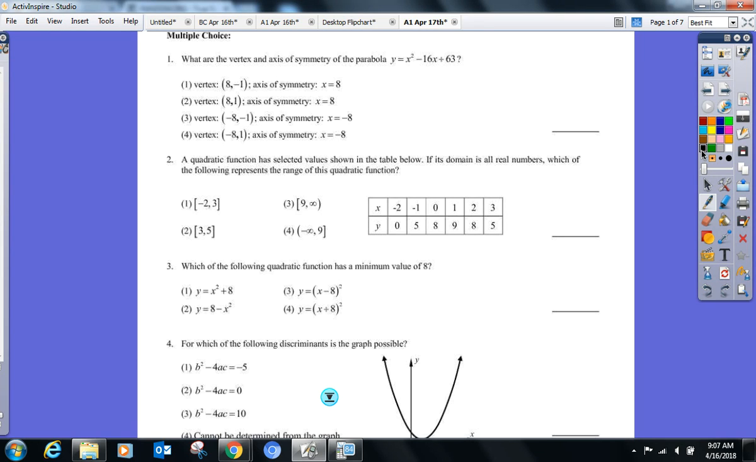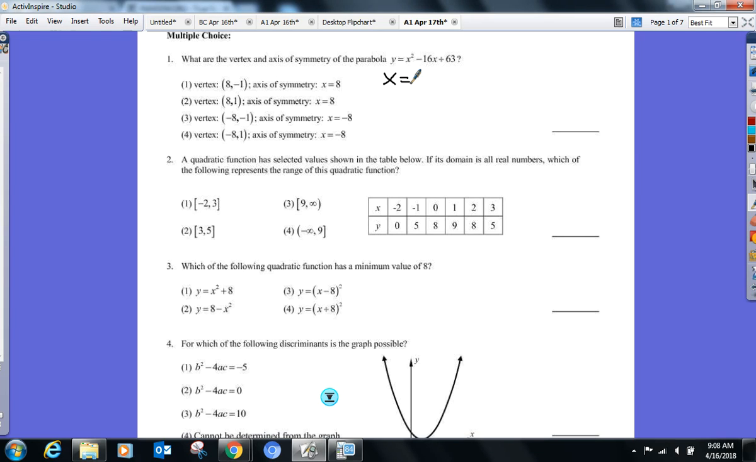Here we go. Number one, what's the vertex and the axis of symmetry for that parabola? All right, well, let's start with that. You need the axis of symmetry first before you find the vertex. Axis of symmetry formula, I won't call on anybody yet. Axis of symmetry formula I need for Wednesday. Negative b over 2a, yep.